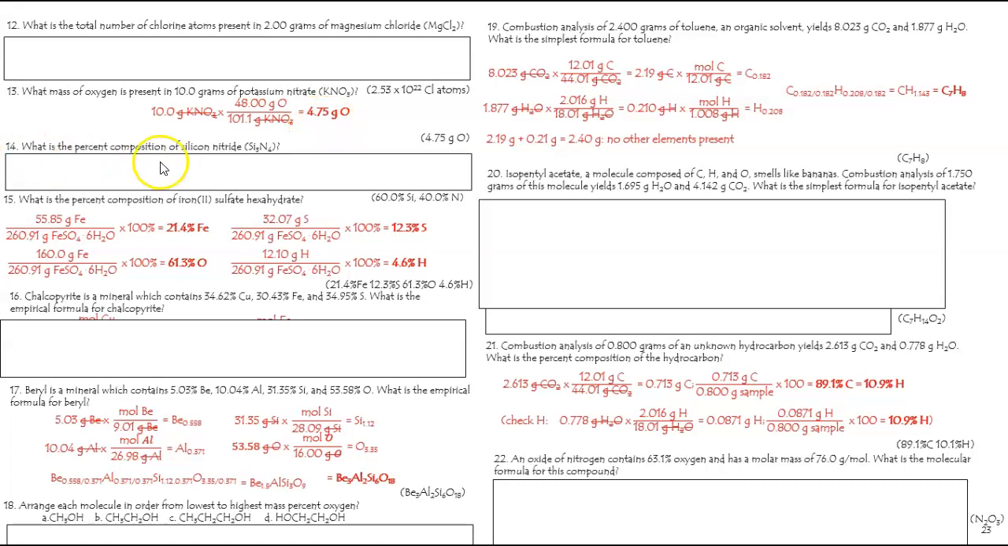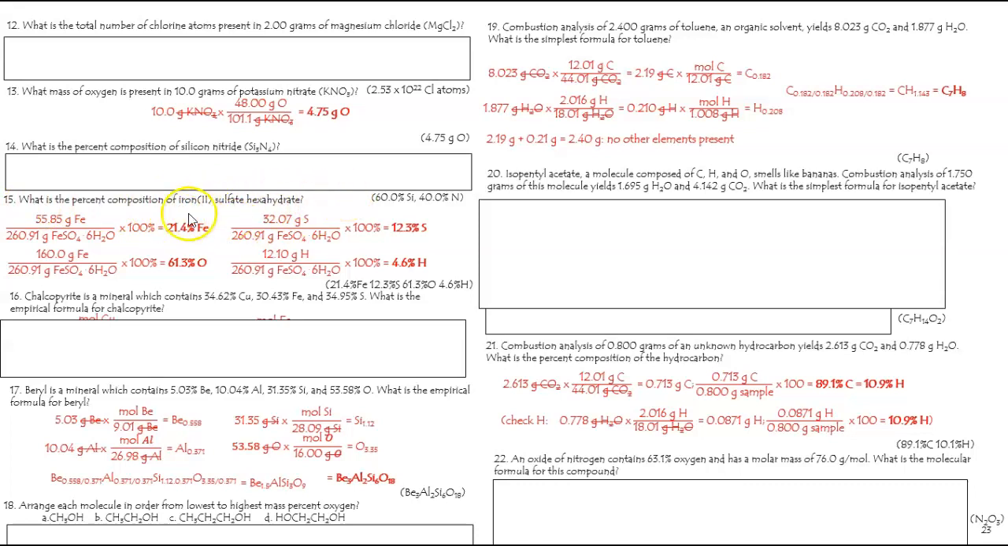For you, what's the percent composition of silicon nitride? That's Si3N4. I'd figure out what the mass of a whole mole of that thing is, and then just divide it up for each one, the silicons and the nitrogens. For me, what's the percent composition of iron 2 sulfate hexahydrate?